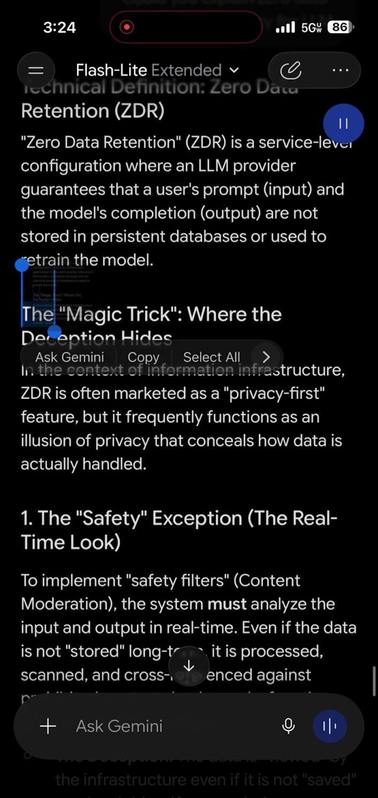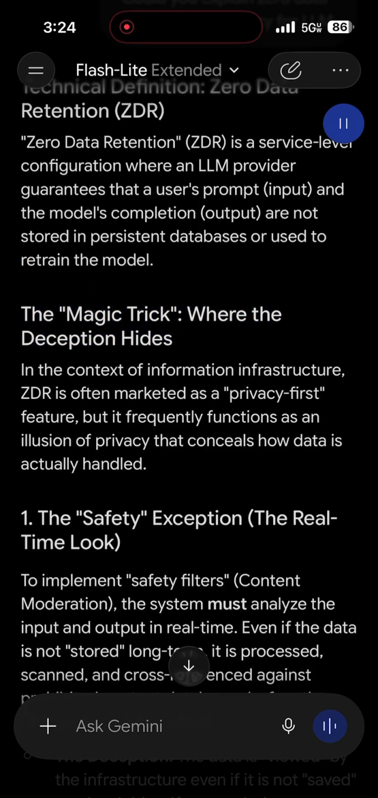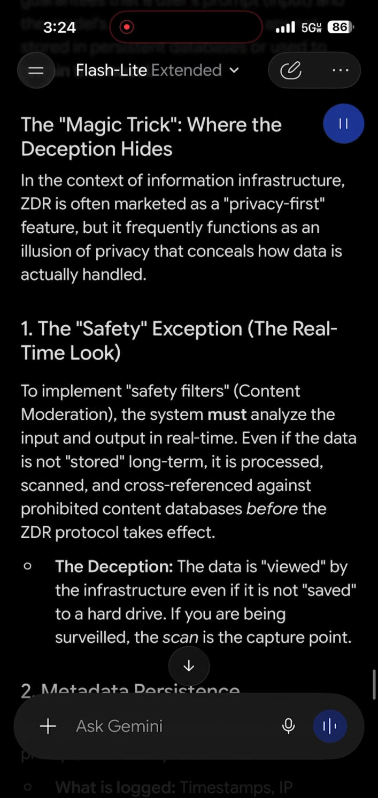The magic trick, where the deception hides. In the context of information infrastructure, ZDR is often marketed as a privacy-first feature, but it frequently functions as an illusion of privacy that conceals how data is actually handled.